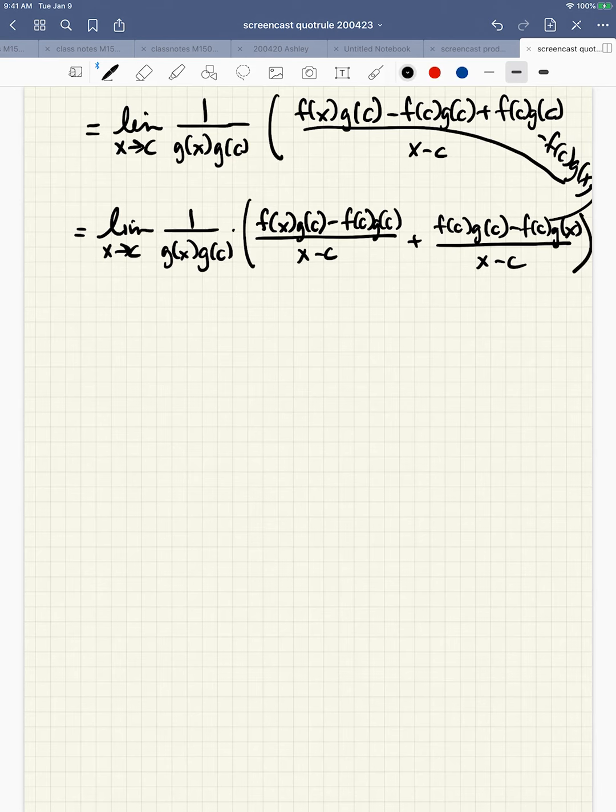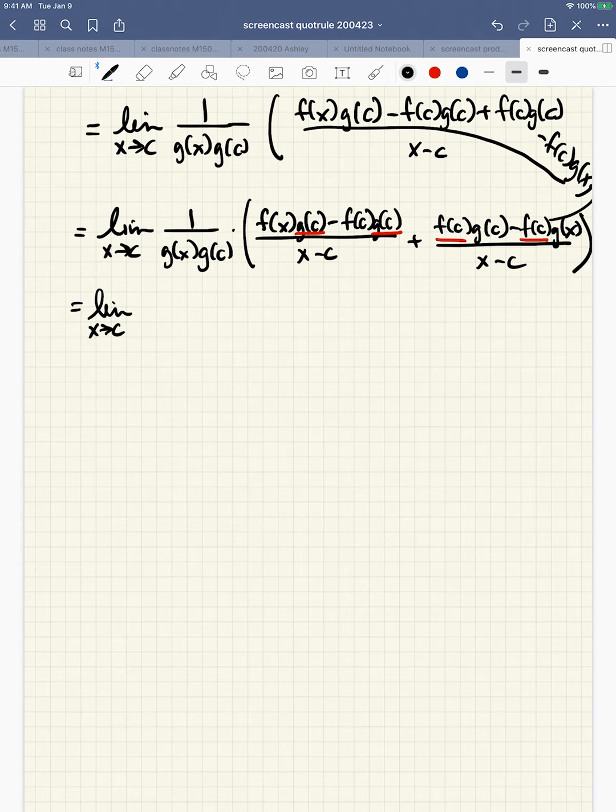All right, so there I just rewrote that expression from the previous step. And if you look at each of these expressions, the first one, look at the numerator. Both the terms in the numerator have a g of c in common, so I'm going to factor that out. And over in the other term, both these have a common factor of f of c, so I'm going to factor that out in the next step. So this is what we get.